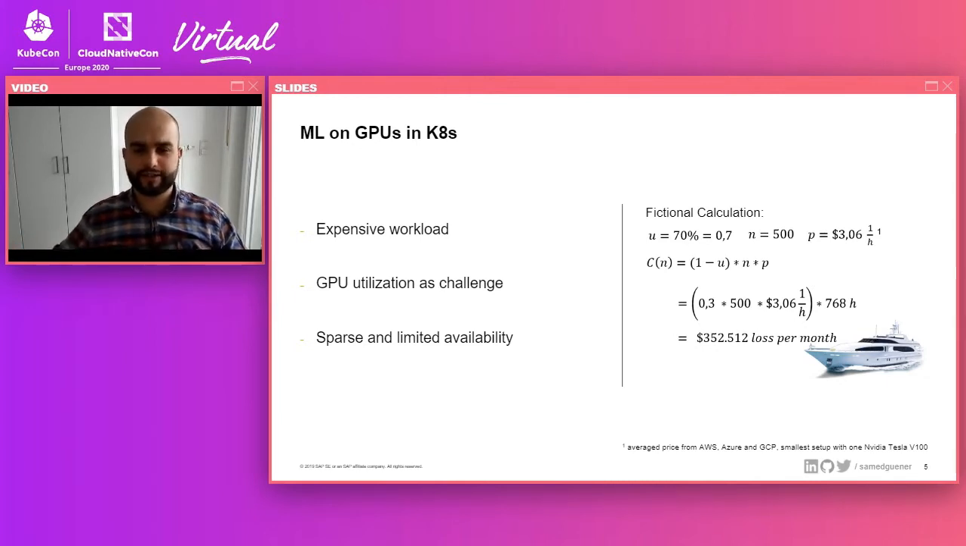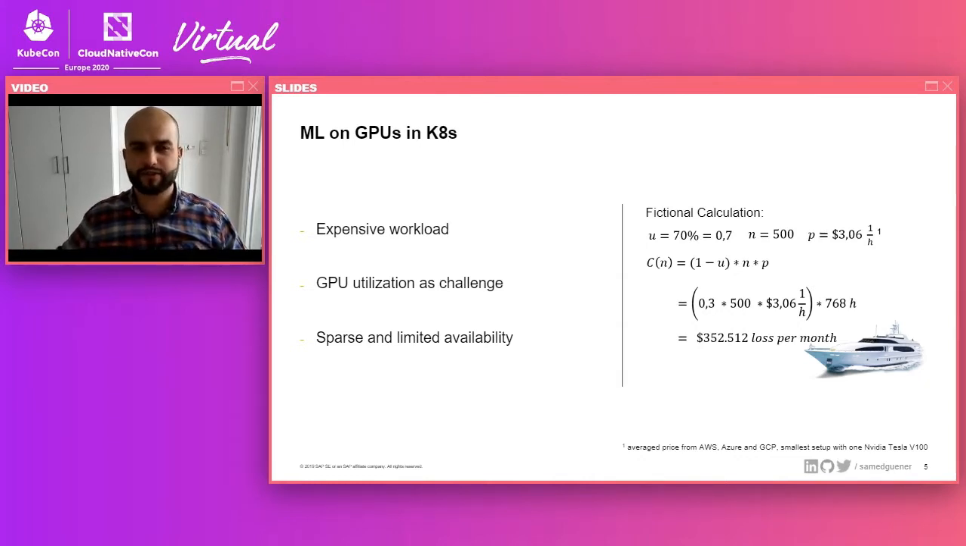On the right side, I did some fictional calculation on how much one can actually lose if we run about 500 GPU models for an average price of $3. And you can see that one can lose about $300,000 per month when running 500 models on GPUs at an average GPU utilization of 70%. And this is a challenge.